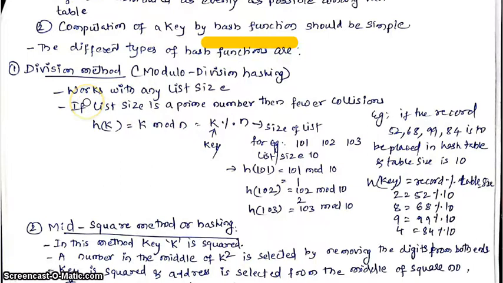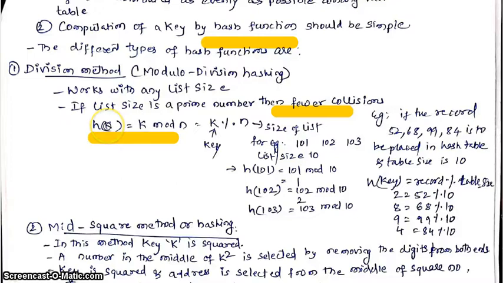The first one is the division modulo method, or we can also call it modulo division hashing. It works with any list size. If the list size is a prime number, then fewer collisions are possible. So what is the formula we can use? That is h(k) = k mod n, where n is the size of the list, the number of items.